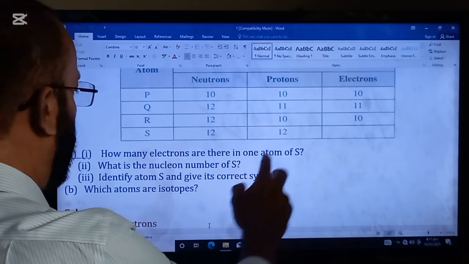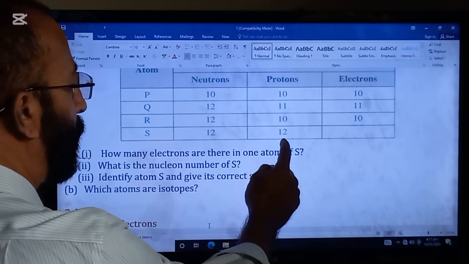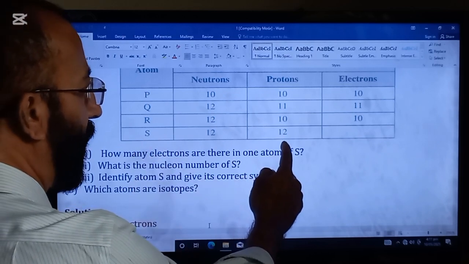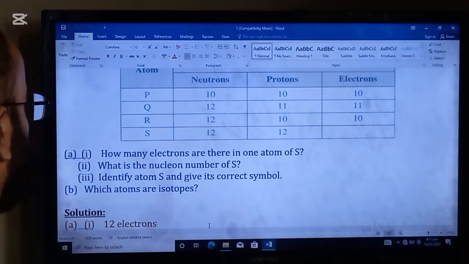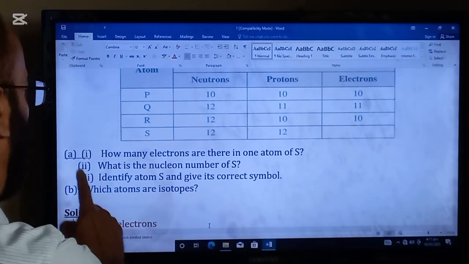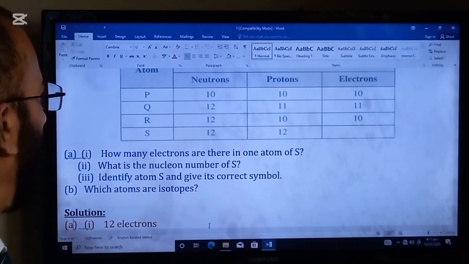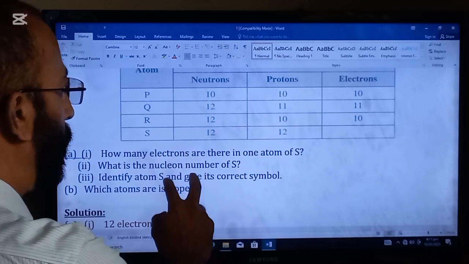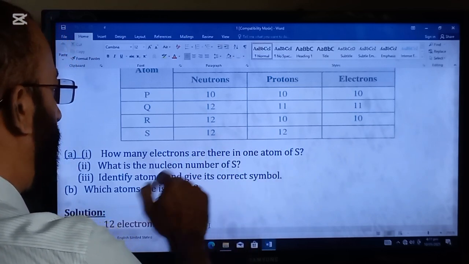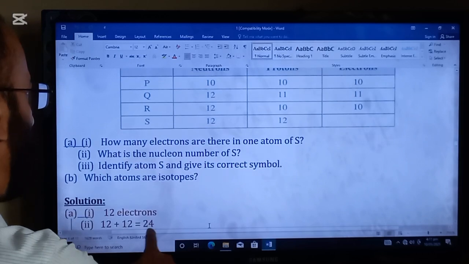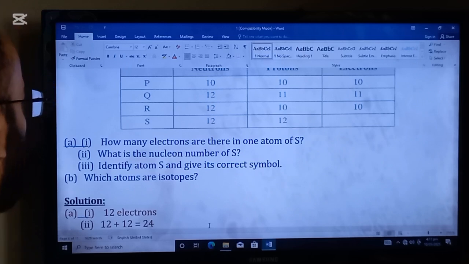Sorry, this is actually an electrically neutral atom. So if the proton number is 12, there will be the same number of electrons. So 12 will be the electrons there. Second requirement is, what is the nucleon number of S? Nucleon number is equal to protons plus neutrons. So 12 plus 12 equals 24, the nucleon number of S.